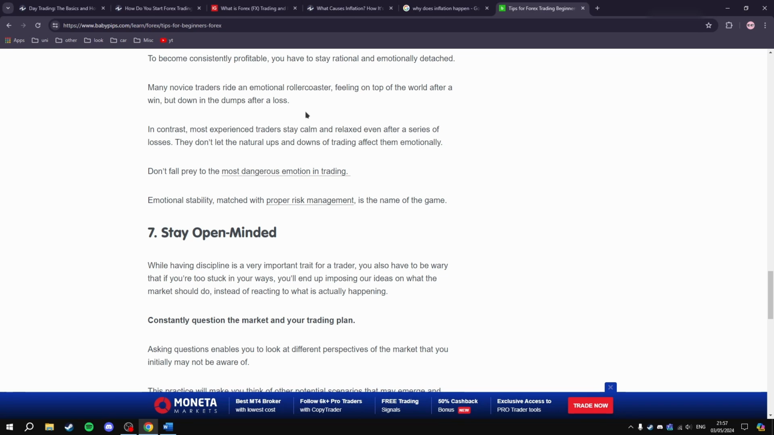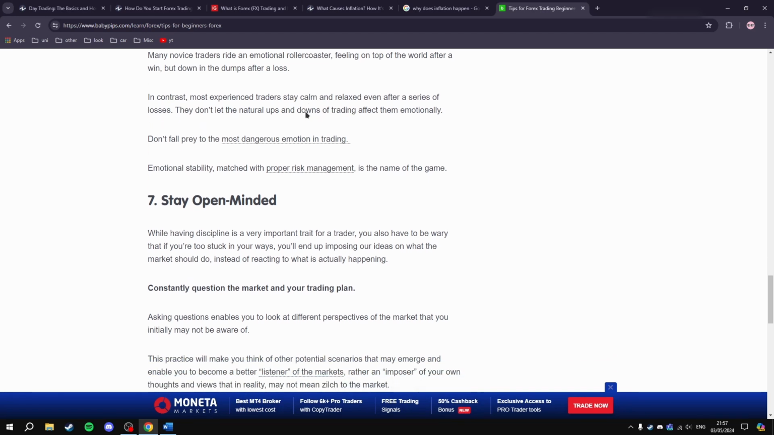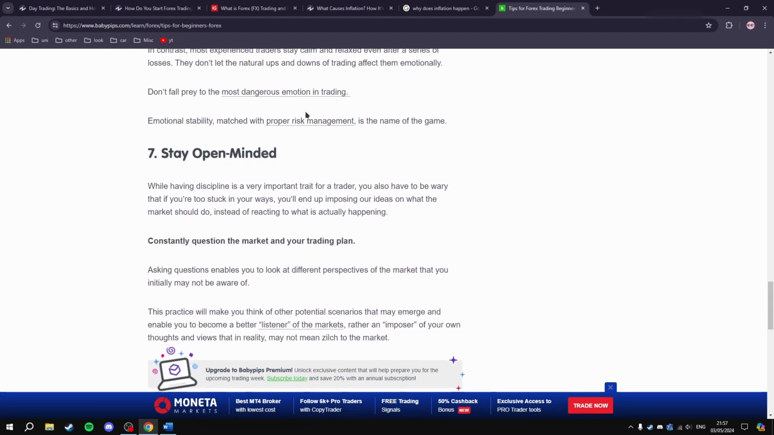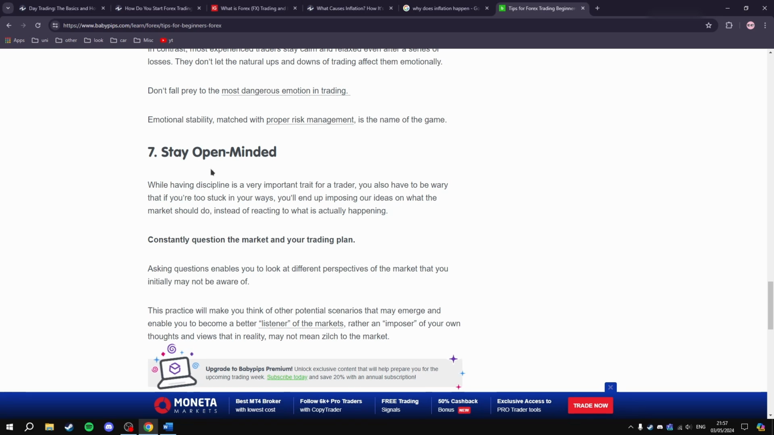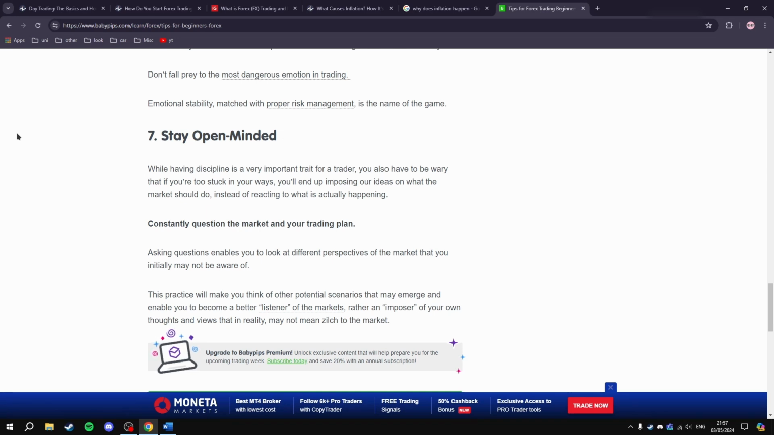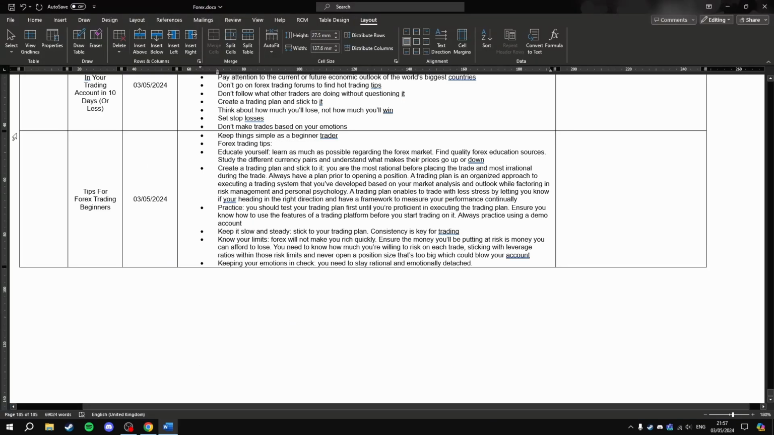In contrast, most experienced traders stay calm and relaxed even after a series of losses. They don't let the natural ups and downs of trading affect them emotionally. Don't fall prey to the most dangerous emotion in trading: greed. Emotional stability matched with proper risk management is the name of the game. You need to stay rational and emotionally detached. Don't be greedy.